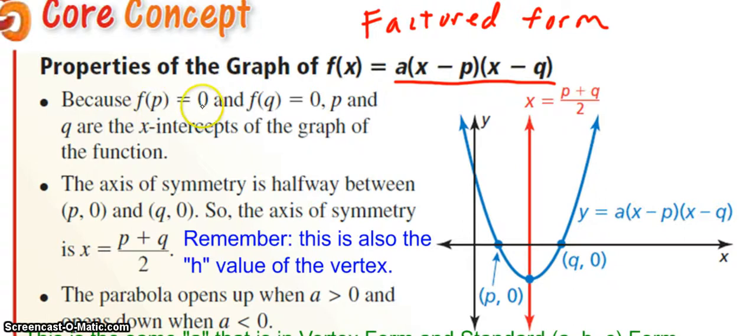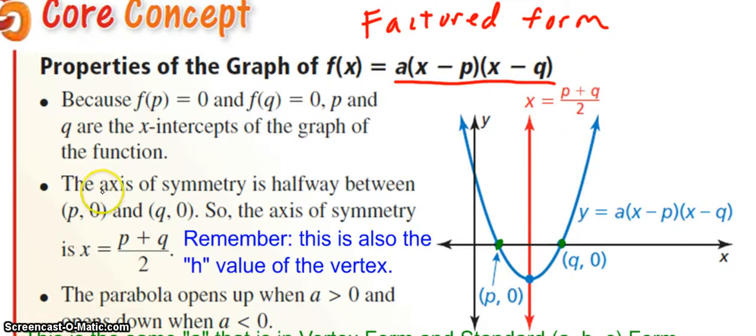So because f of p equals 0 and f of q equals 0, p and q are the x-intercepts. We can see that here and here, right? So this is the point p comma 0, this is the point q comma 0. We don't know exactly where they are, but we know that those are the x-intercepts of the graph. So when we have factored form, we can easily find the x-intercepts. Remember, the ABC form, or the standard form, was really good for finding the y-intercept.